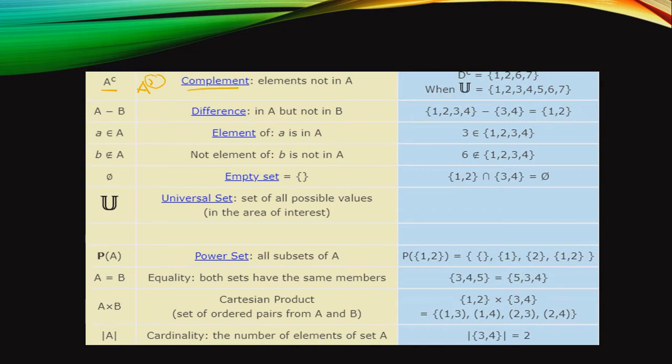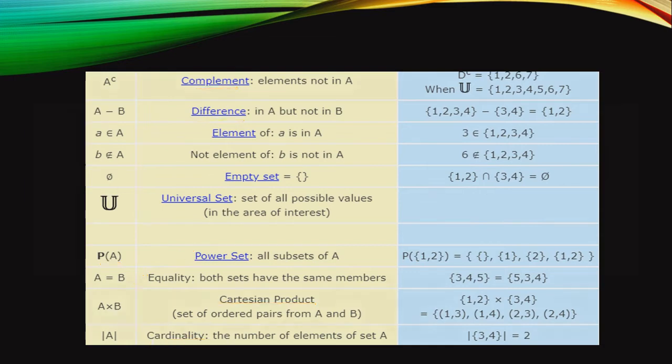So elements in A but not in B, A minus B, is the difference. For the element, it is like an E with a dash. Not an element. We have the empty set or null set. We have U for the universal set, capital U. We have P of A for the power set. A equals B. This shows equality. A crosses B means Cartesian product, or A times B. And the absolute value of A means cardinality.